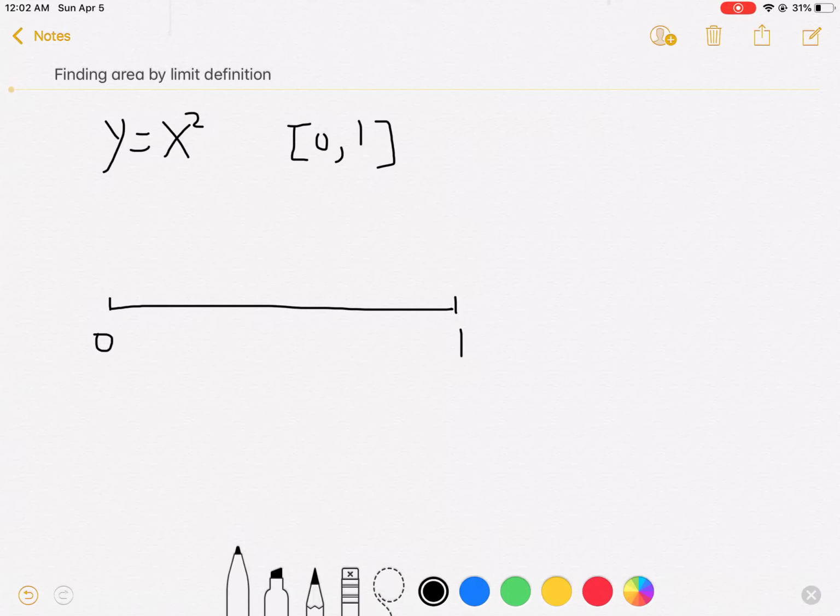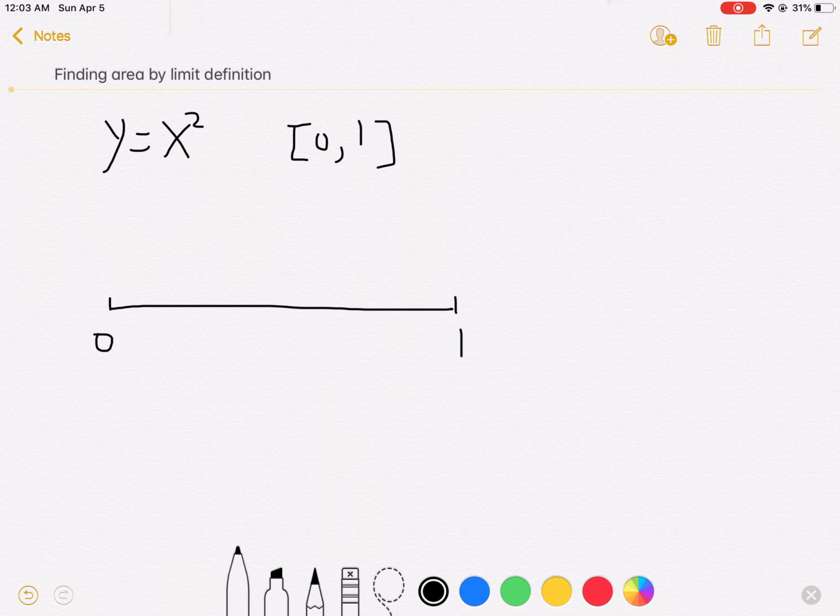Okay, so now let's talk about finding the area by limit definition. We use a similar example, y equals x squared, on the domain from 0 to 1 instead of 0 to 2, for our convenience. So we just look at the interval from 0 to 1.